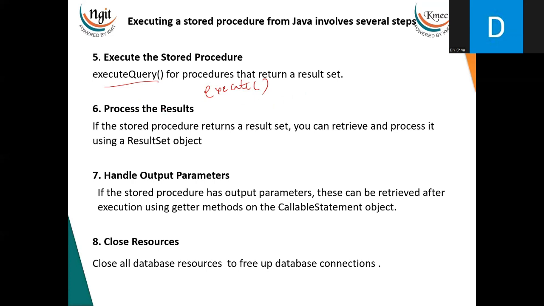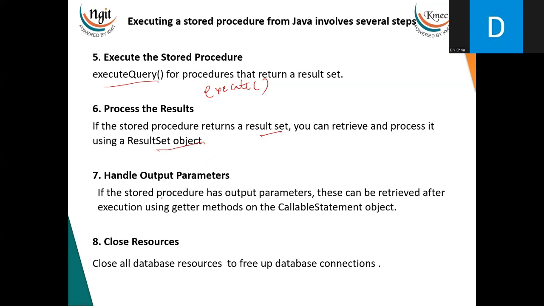So what do you mean by this? Process the results is if the stored procedure returns a result set, then you can retrieve and process it using the result set object. That means this is going to involve iterating over the result set and extracting the data returned from the stored procedure.